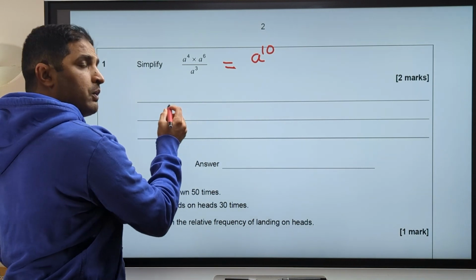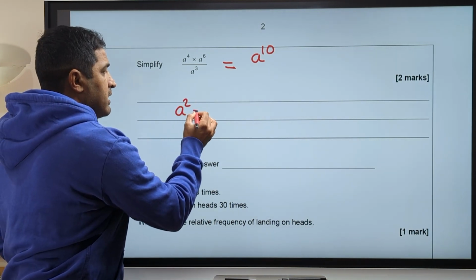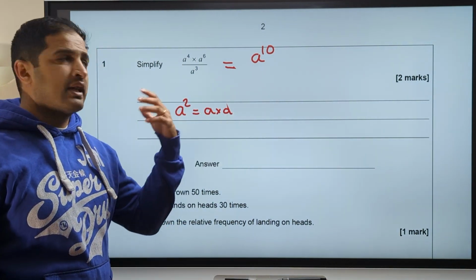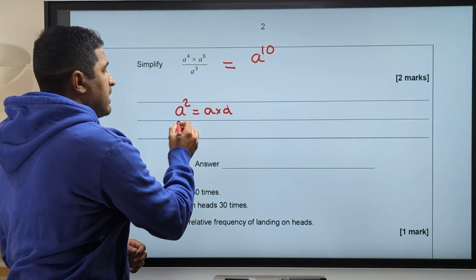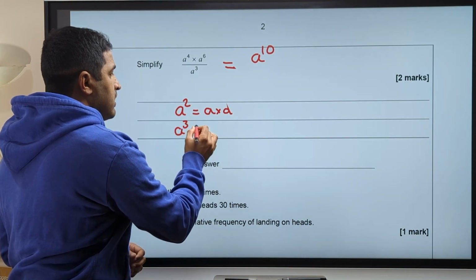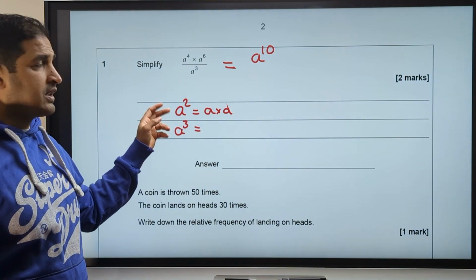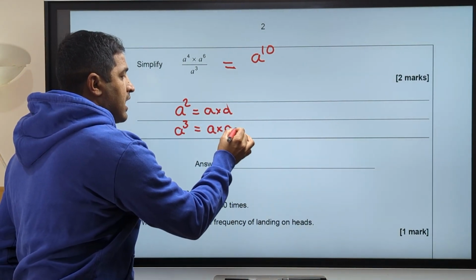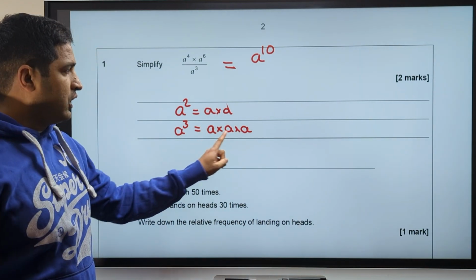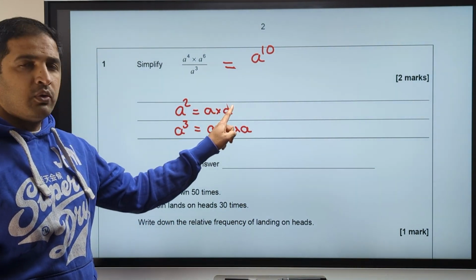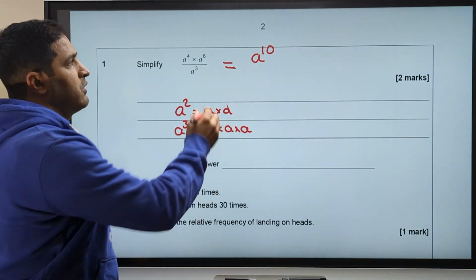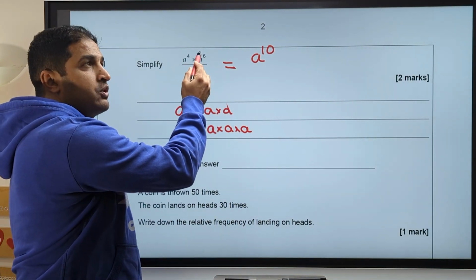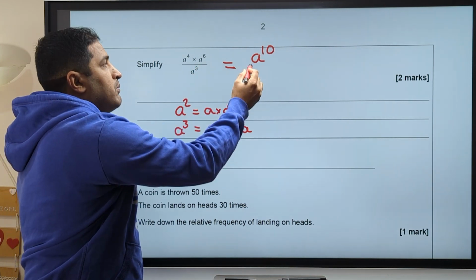Let's look at a quick example. a squared means a times a, so a to the power 4 means a multiplied by itself 4 times. If I'm multiplying a squared with a cubed, I'm not going to say a to the power 6, I'm going to say a to the power 5. Why? Because a cubed is a times a times a, so 3 a's multiplied together with 2 more a's gives you 5 lots of a together. In the same way, 4 a's multiplied by 6 a's gives you a to the power 10.